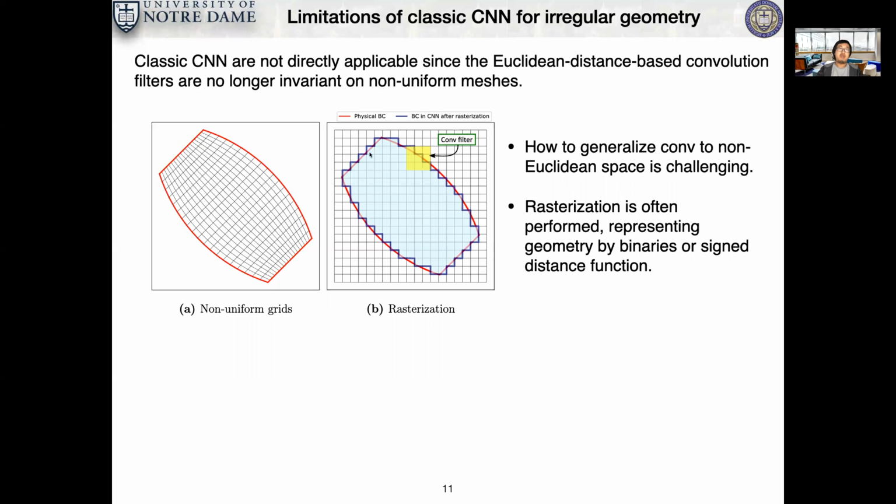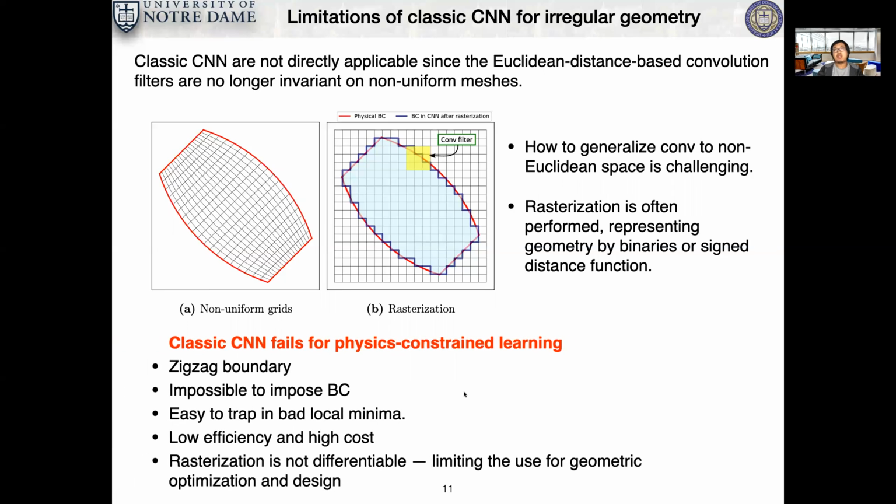However, this formulation fails in physics-constrained learning for the following reasons. First, after rasterization, the boundary shape becomes stepped and zigzag, which introduces a lot of aliasing errors under low or moderate image resolution. Especially when it comes to boundary value problems, even a minor misrepresentation of the boundaries may lead to large errors in the learned solution field.